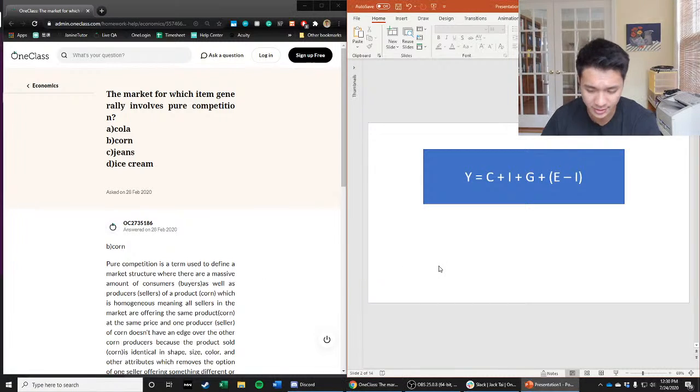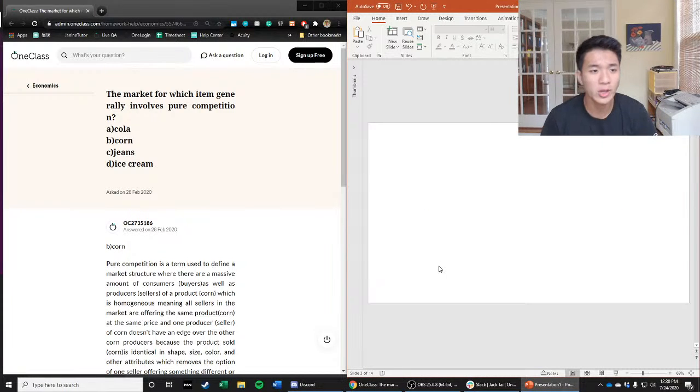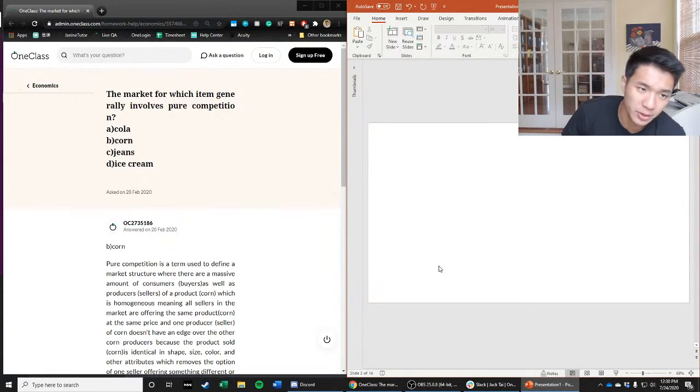The next question says, the market for which item generally involves pure competition? A, cola, B, corn, C, jeans, or D, ice cream? So let's review really quickly what we mean by pure competition. Pure competition is a pure competitive market characterized by ease of entry and exit into a market, many producers and buyers, so no one producer has price control or market power.